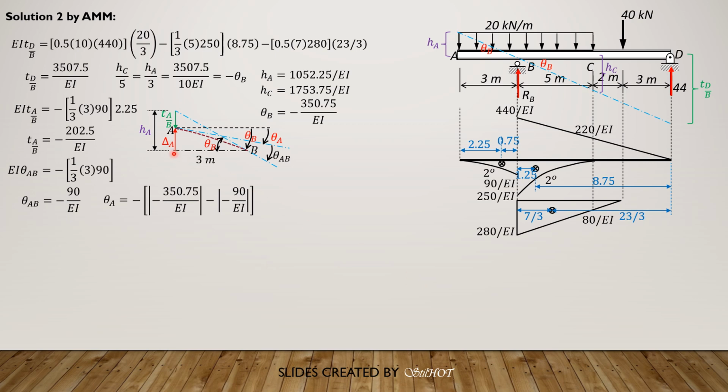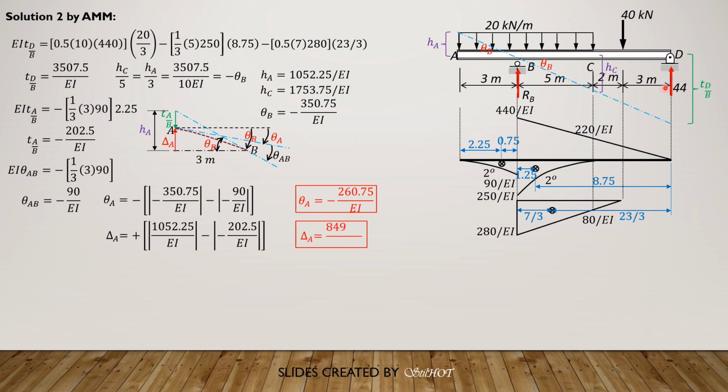Then deviation delta A is positive. It is positive of absolute value of HA minus absolute value of deviation of A relative to B. So delta A is positive 849.75 over EI, just like in double integration. Then let's consider BC. So EI deviation of C relative to B.